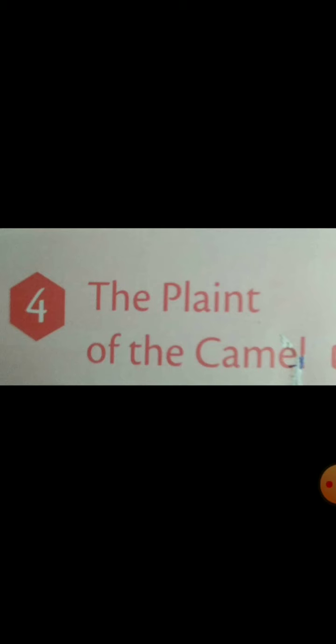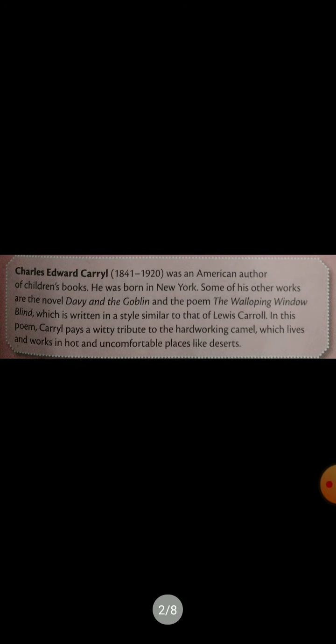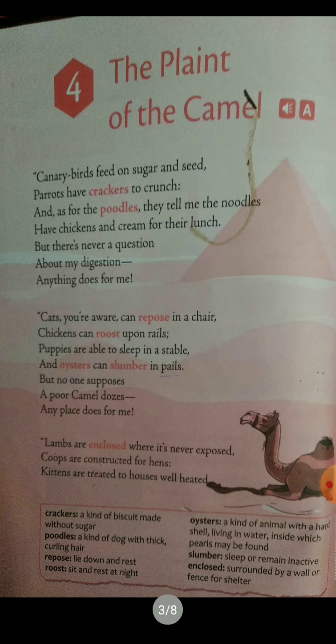It is a poem. The name of the poem is The Plaint of the Camel. Plaint means complaint. And the poet is Charles Edward Carryl. He was an American author of children's books. So this is a poem written from an animal's point of view. It is a complaint of a camel. It has 5 complaints. So let us see what all are the complaints.